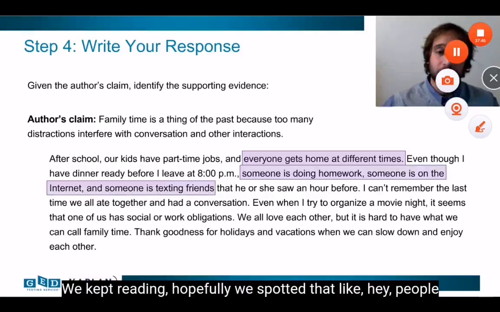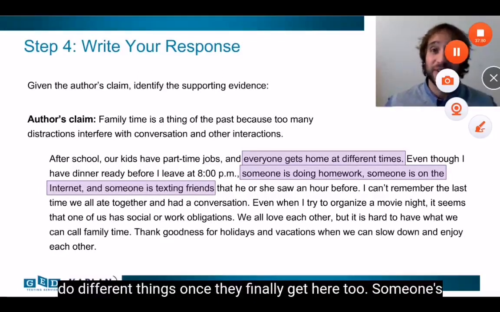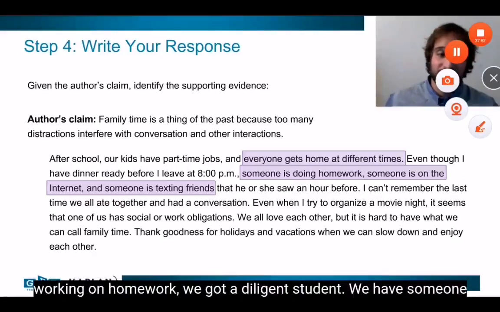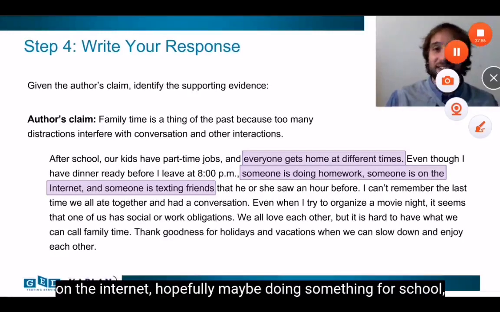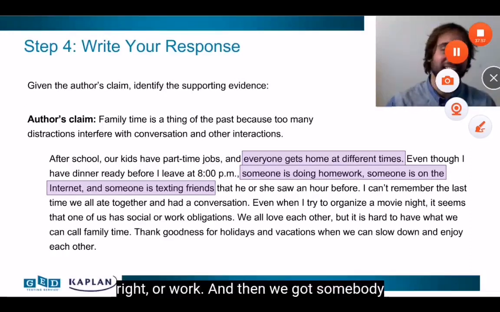Well, the first thing is that people get home at different times. It's kind of hard to hang out if everyone's arriving at different points of the day, right? If we kept reading, hopefully we spotted that hey, people do different things once they finally get here too. Someone's working on homework. We got a diligent student. We got someone on the internet, hopefully maybe doing something for school, right?